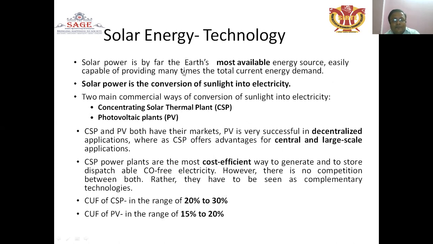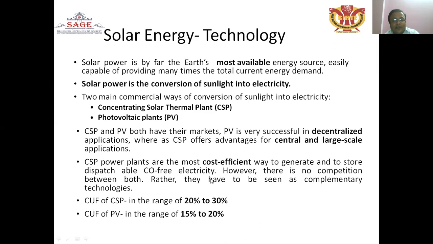Solar power is by far the earth's most available energy, easily capable of providing many times the total current energy demand. Solar power is the conversion of sunlight into electricity. There are two main commercial ways of converting sunlight into electricity: concentrating solar thermal power plants, called CSP, and photovoltaic plants, that is PV. CSP and PV both have their market. PV is very successful in decentralized applications, whereas CSP offers advantages for central and large scale applications.